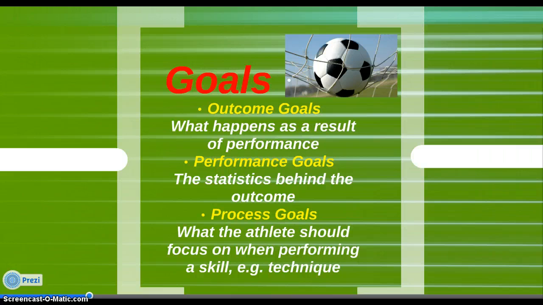Performance analysis involves 3 types of goals. These are outcome goals, performance goals and process goals. Outcome goals is what happens as a result of the performance, i.e. the result of the match, if a clean sheet's kept or if they keep a good amount of possession. A performance goal uses the statistics behind the outcome. These could be like seeing the amount of passes made or the shots on target. And the process goal is what the athlete should focus on when performing the skill, whether that's using the correct technique or the right tactical awareness whilst doing it.